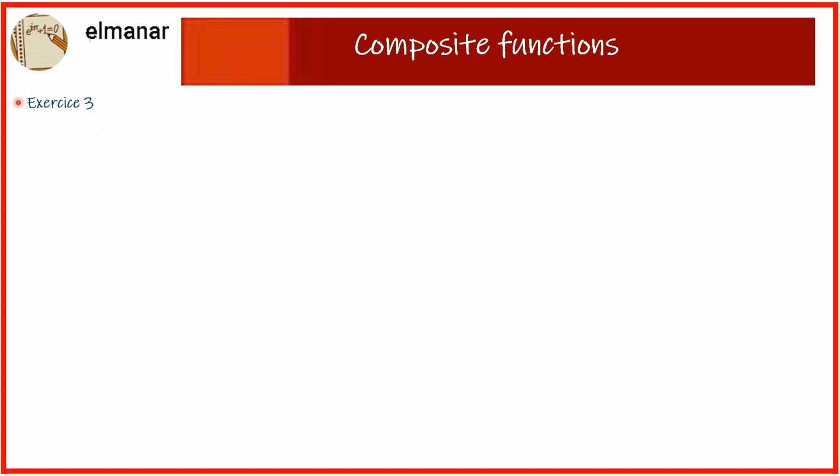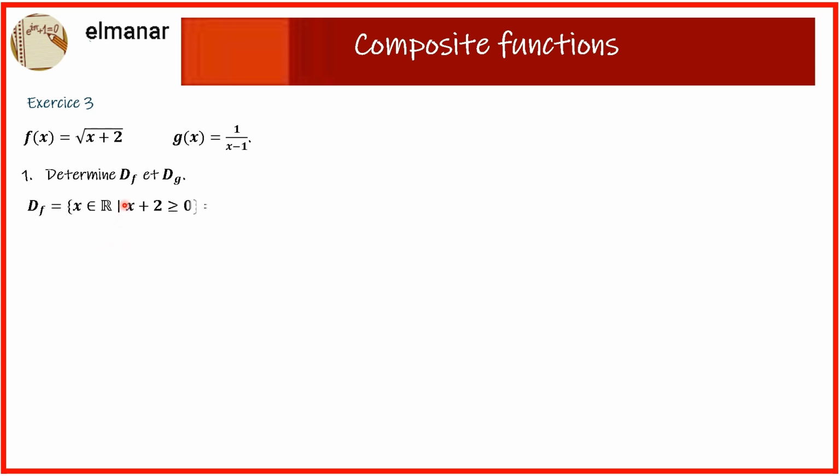Solution of exercise 3, domains of definition. The domain of f is the set of all real numbers x such that x + 2 is greater than or equal to 0. That is, all real numbers greater than or equal to −2. The domain of g is the set of all real numbers except the number 1. That is, all real numbers other than 1.